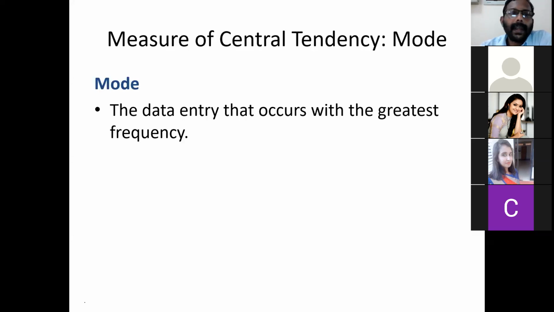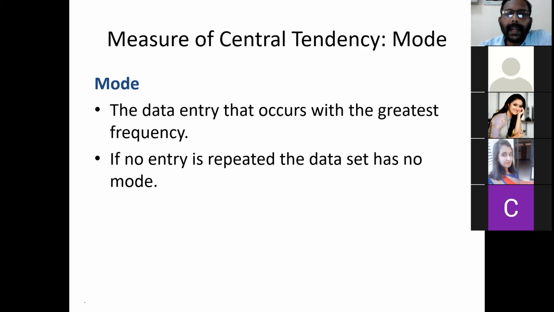Right. The last measure of central tendency, which is mode. We looked upon mean, median, and the third one is mode. All these are important central tendency measures. Mode is the data entry that occurs with the greatest frequency. In simple terms, mode. If no entry is repeated, the data set has no mode. Right? If no entry is repeated, the data set has no mode.